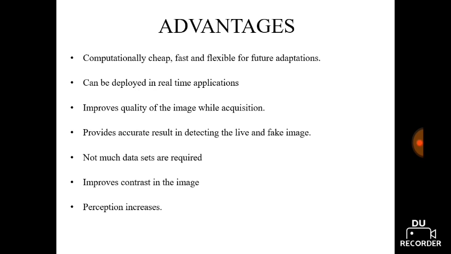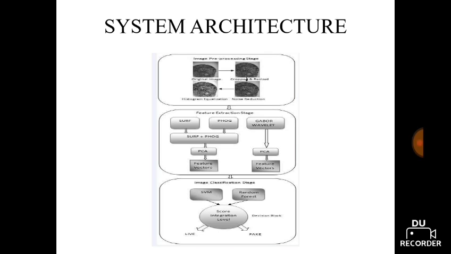With the usage of all these algorithms, the quality of the image is improved and not many data sets are required. Also, it provides accurate results in detecting the live and fake images. Here is the system architecture of our project where we have three process stages. The first one is the image pre-processing stage, the next one is the feature extraction stage, and finally the image classification stage.